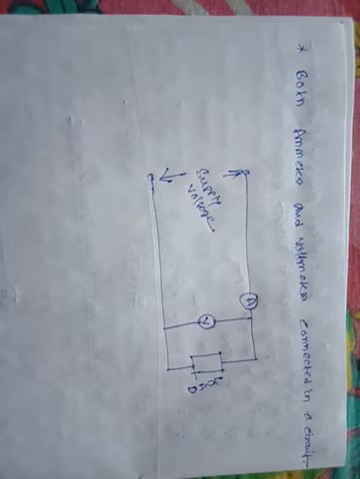We know that the internal resistance of the ammeter is very low. Then if the ammeter is connected in parallel, a high current will flow through this ammeter due to the presence of low resistance. Therefore, the ammeter will burn out.